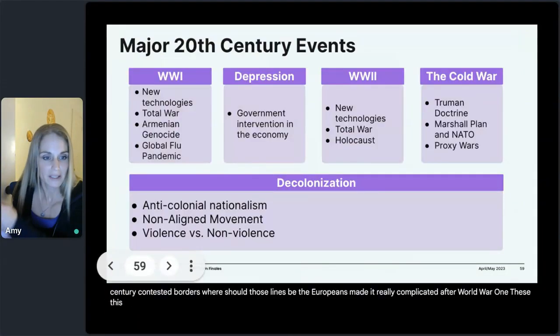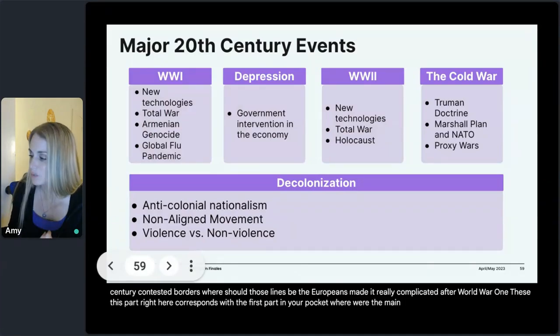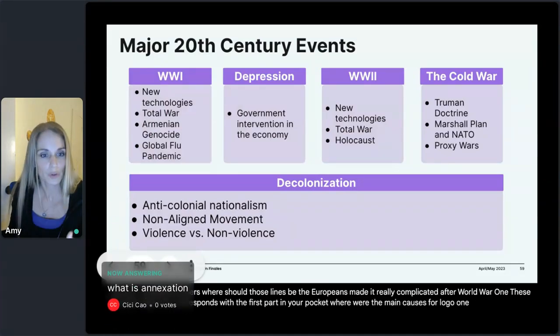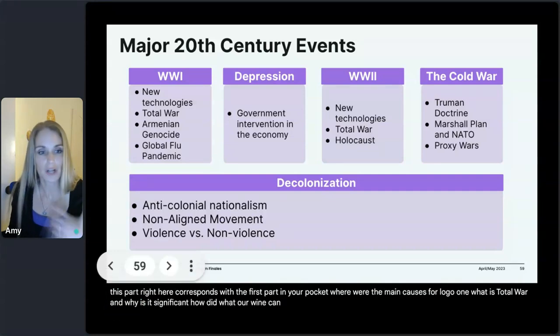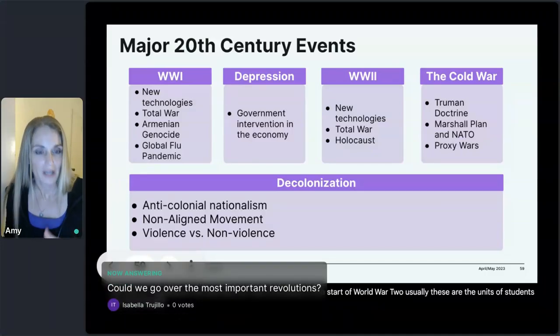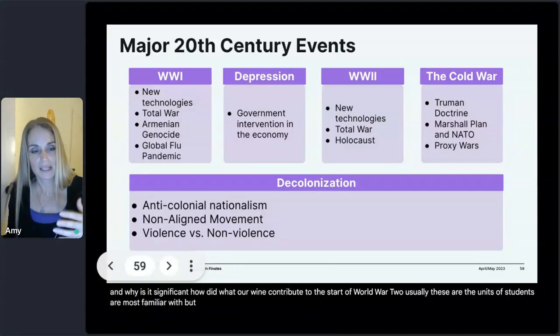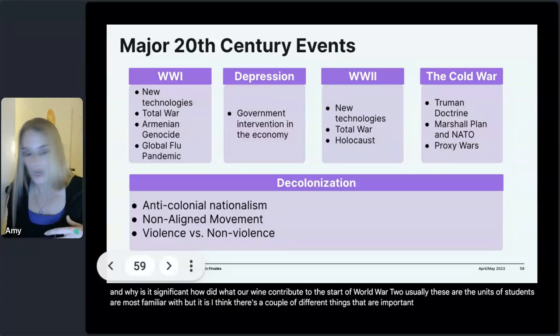This part right here corresponds with the first part in your packet. What were the main causes for World War I? What is total war and why is it significant? How did World War I contribute to the start of World War II? Usually these are the units that students are most familiar with. But I think there's a couple of different things that are important to note.